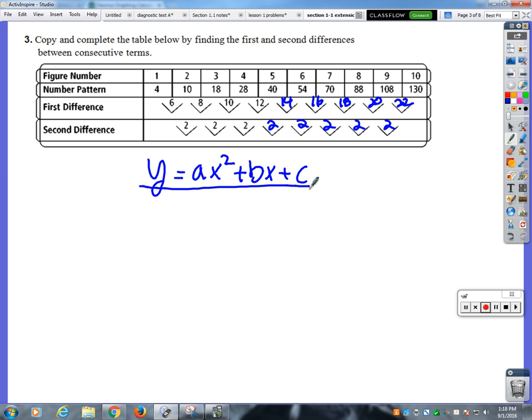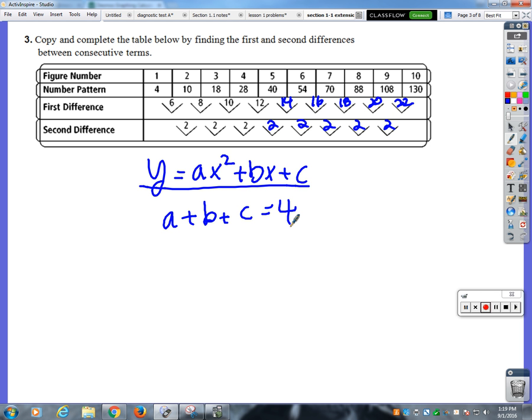Because I'm plugging in for the x's, what's 1 squared? 1. And then 1 times a is a. So this first term will come out to be a, plus, what's 1 times b? b, plus c, because this one doesn't have an x in it. And what this table is telling me is that if I plug in 1 for the x's, I should get 4. Then I'm going to play it again, this time with a 2.